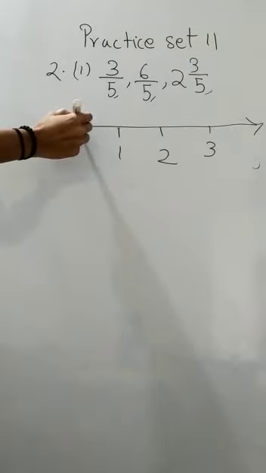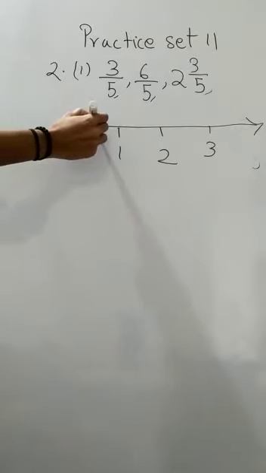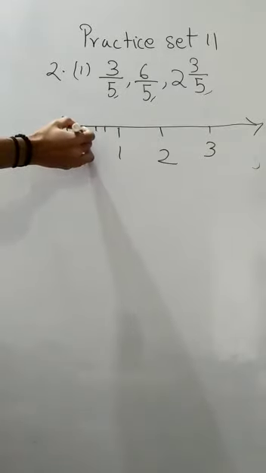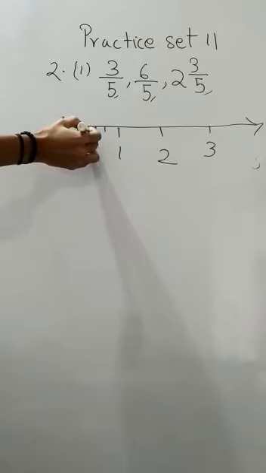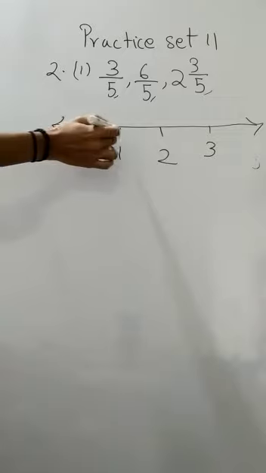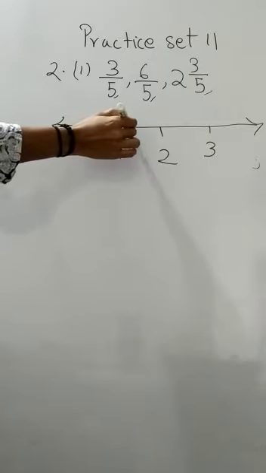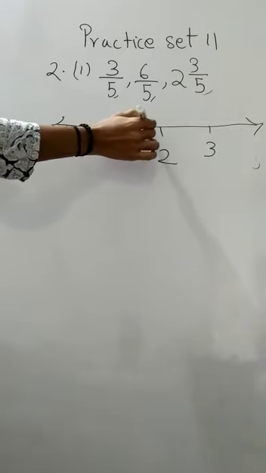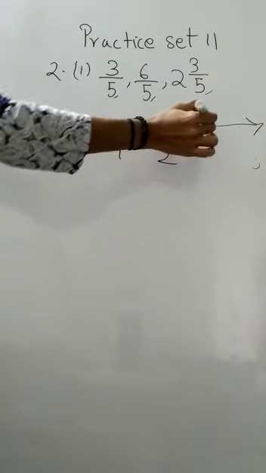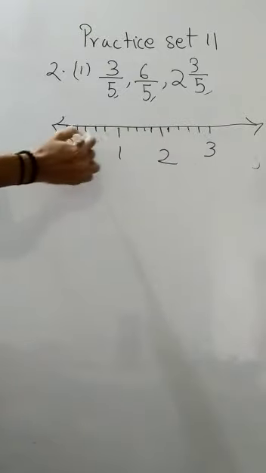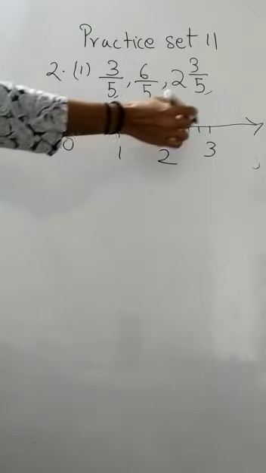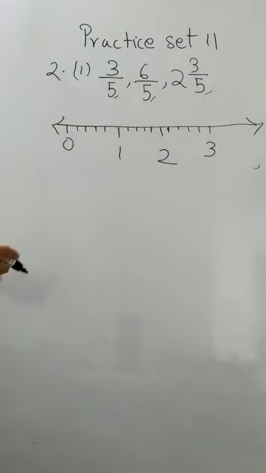So what we have to do is, first we have to divide 0 to 1 into 5 parts. For that, what will you do? Draw small separations. 1, 2, 3, 4 separations. If you draw, 0 to 1 will be divided into 5 parts. Same way, 1, 2, 3, 4 here. 1, 2, 3, 4 here. So now I have drawn from 0 to 3. That is enough for this question. Okay, so this way we will divide the number line.